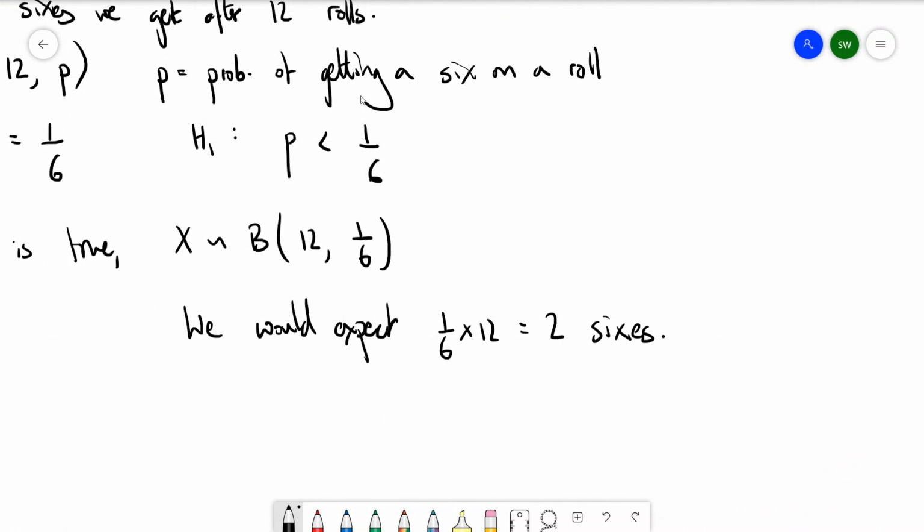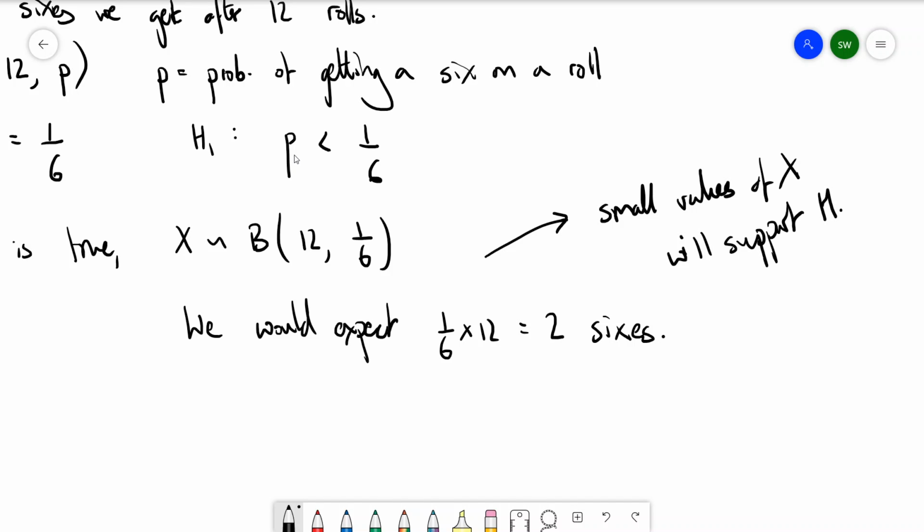So if we were trying to find evidence to support the alternative hypothesis, we would expect x to be small. We'd expect to get fewer 6s. So here we're going to say small values of x will support the alternative hypothesis. So this means that we're doing a left-tailed test.